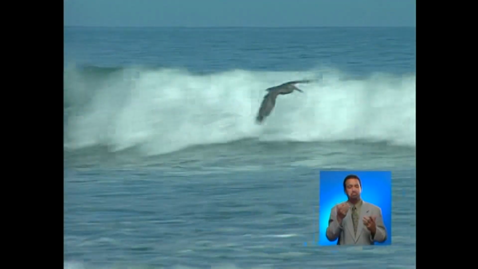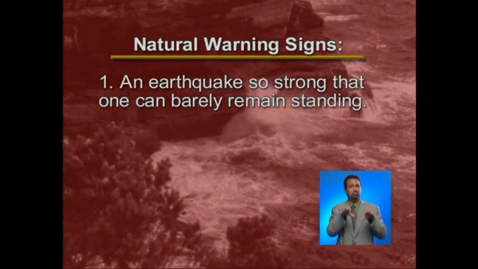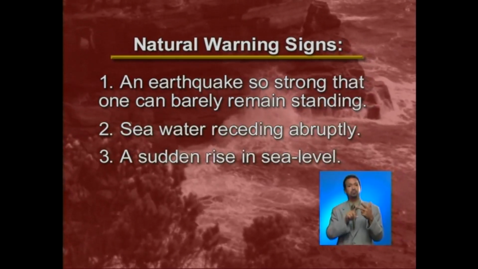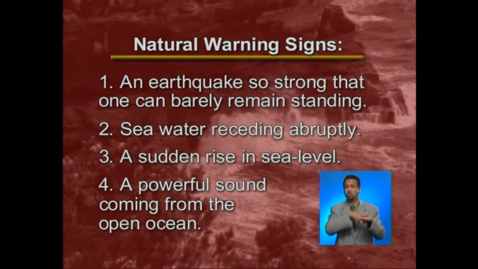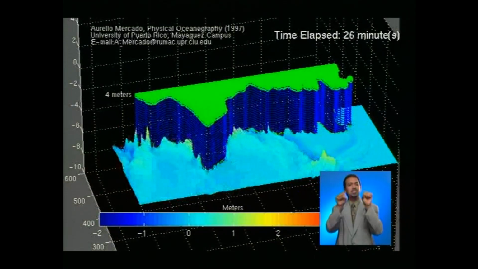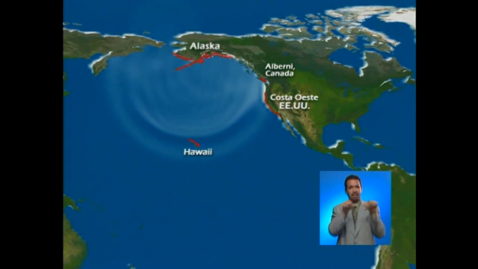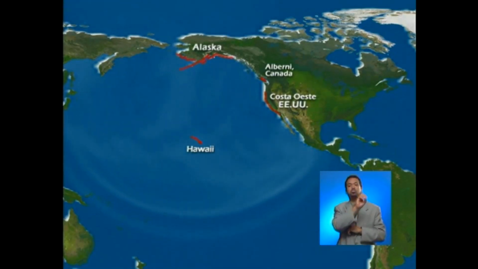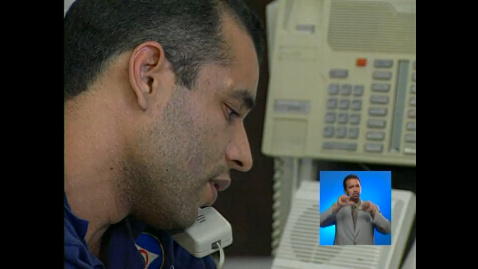Approaching tsunami warnings come from nature itself. Some of the natural signs could be an earthquake so strong that one can barely remain standing, seawater receding abruptly, a sudden rise in sea level, a powerful sound coming from the open ocean. Besides these natural warnings, it is possible to establish tsunami warning systems. For the Pacific region, where tsunamis attack most frequently, the Pacific Tsunami Warning Center in Hawaii and the West Coast Alaska Tsunami Warning Center have been established. These centers use data obtained from a worldwide network of seismic stations, pressure sensors, and sea level gauges to issue watches and warnings.